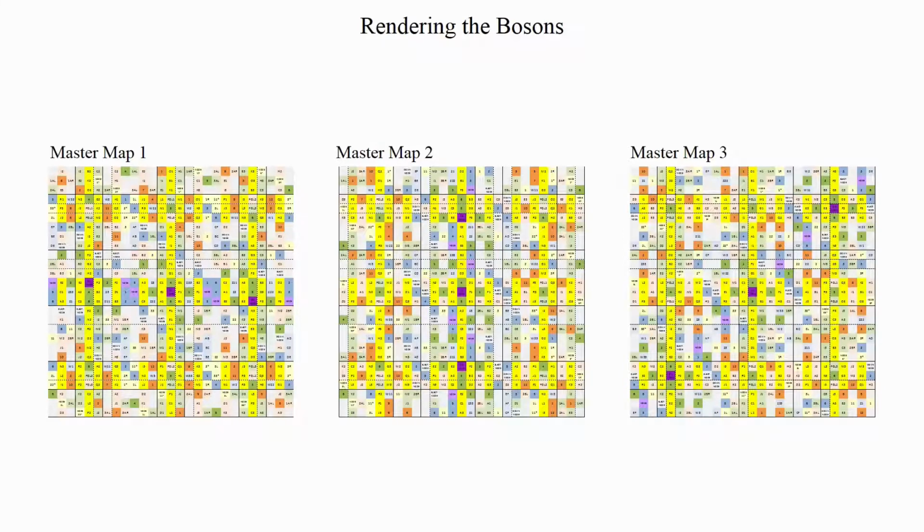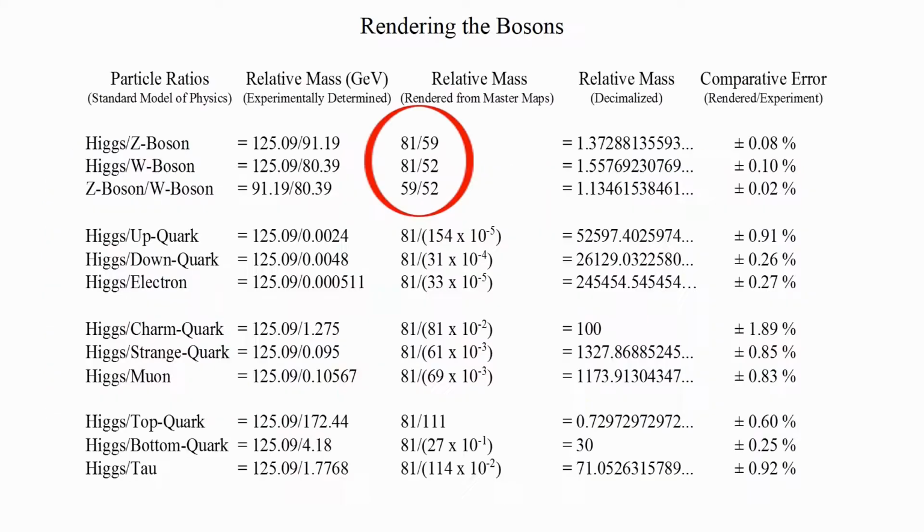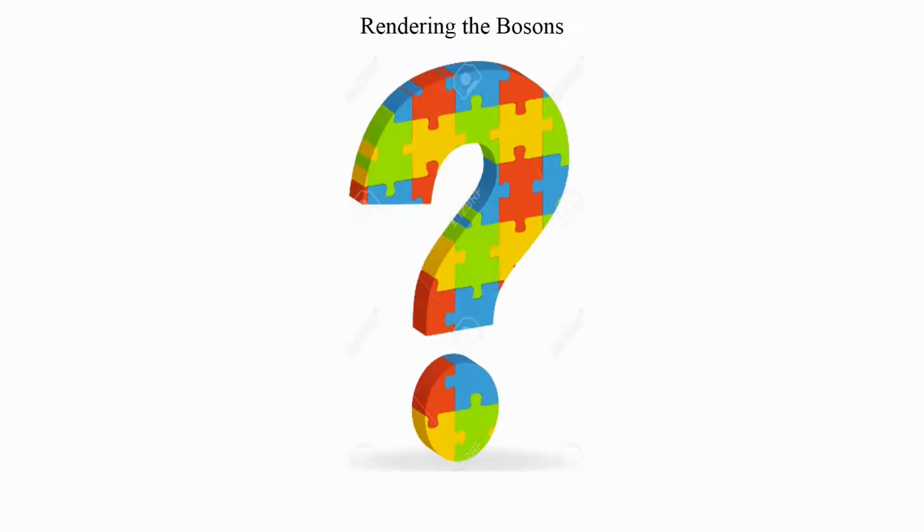Welcome to a geometric conjecture. Here we render the bosons and demystify nature's raison d'être. Why is there anything at all?